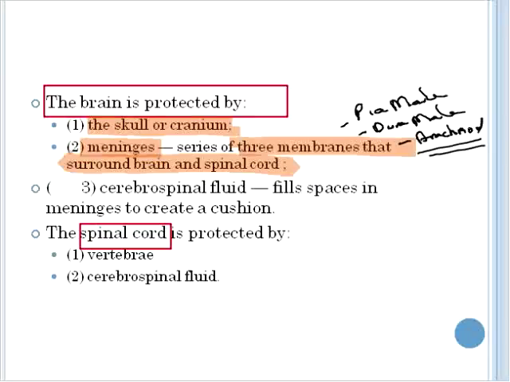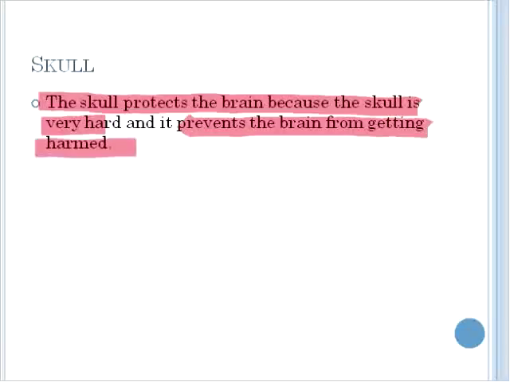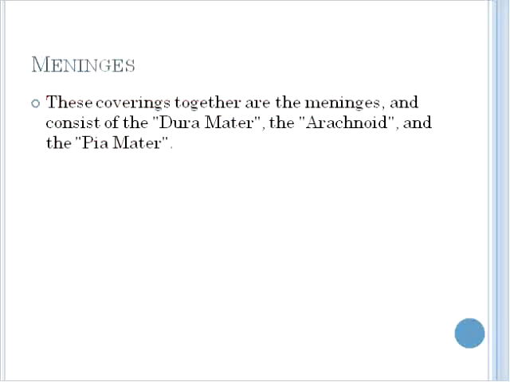And we have cerebrospinal fluid. Cerebrospinal fluid fills spaces in the meninges to create a cushion. The spinal cord, on the other hand, is protected by the vertebrae and also cerebrospinal fluid. Looking at the skull, it protects the brain because the skull is very hard. It provides an armor coating. The meninges: dura mater, arachnoid, pia mater.